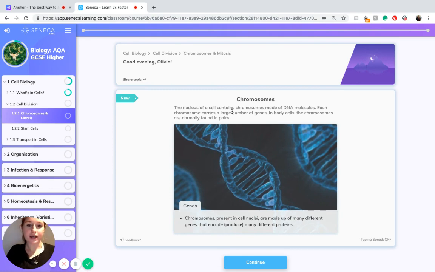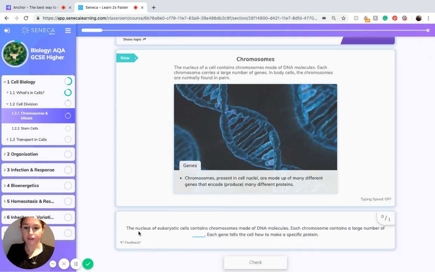The nucleus of a cell contains chromosomes made of DNA molecules. Each chromosome carries a large number of genes. In body cells, the chromosomes are normally found in pairs. Chromosomes present in cell nuclei are made up of many different genes that encode or produce many different proteins.